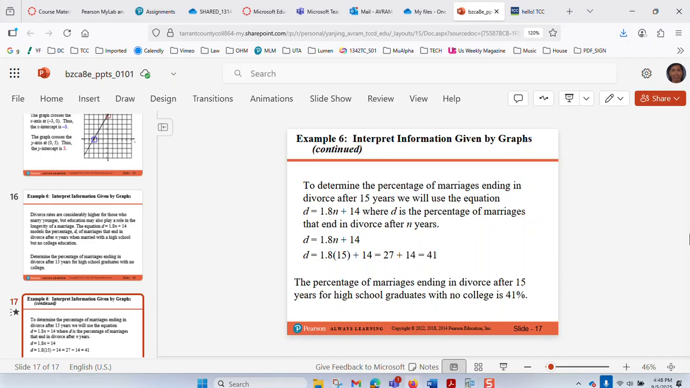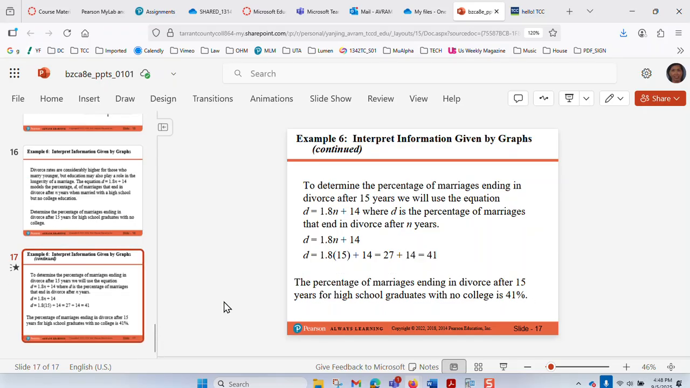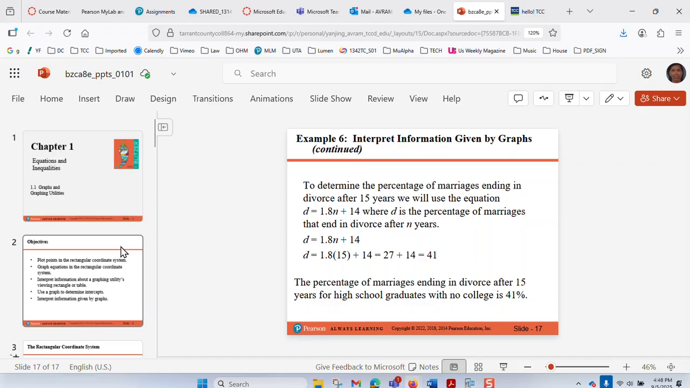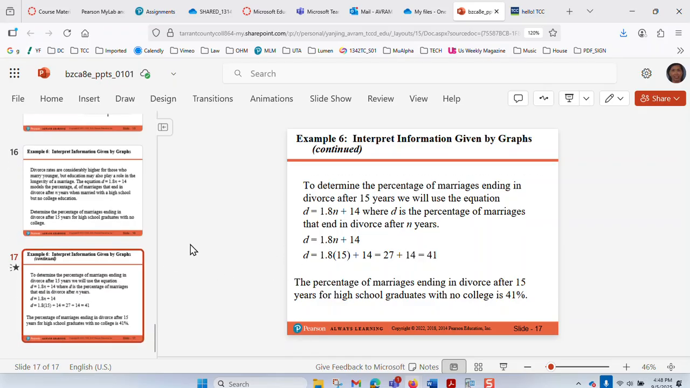So that's considered when people marry young, right? The divorce rate becomes a little bit higher for some reason. Okay, so that is the first section in here in the PowerPoint.